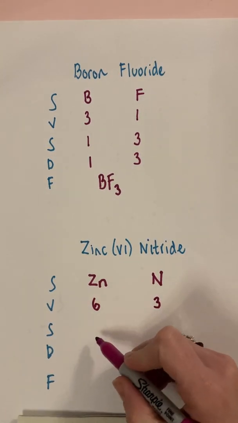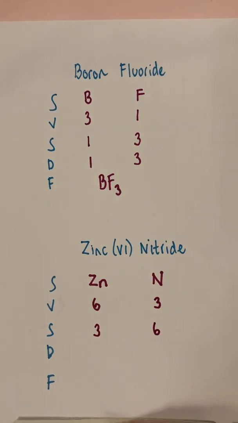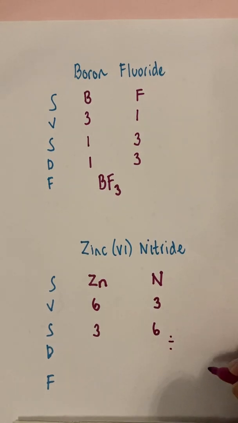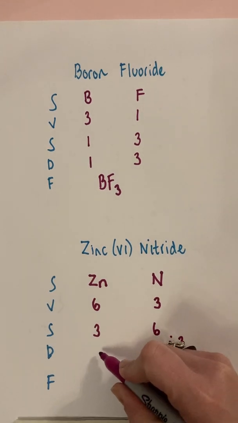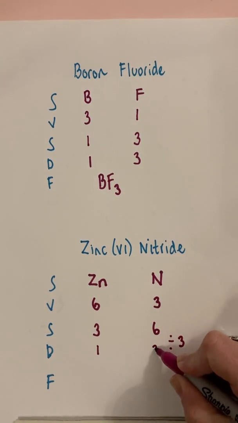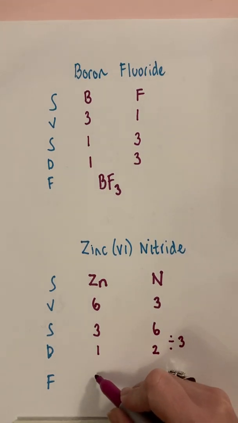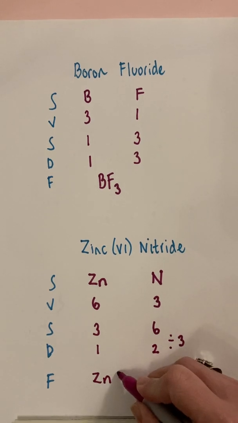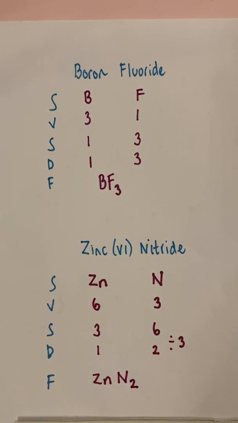Again, S for swap, so I'm going to swap them over. So I've got 3 to 6. Divide if I can to get a simpler whole number ratio. Now, if I divide both these numbers here by 3, that gives me a 1 to 2 ratio. And that means that I have 1 zinc and 2 nitrogens. So ZnN2.